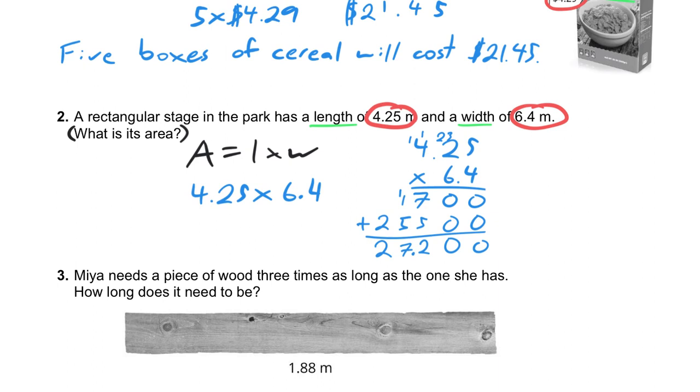Does this make sense? That's what we need to do with our checking of the answer. Check, does this make sense? If I were to estimate this, this number would be close to 4.